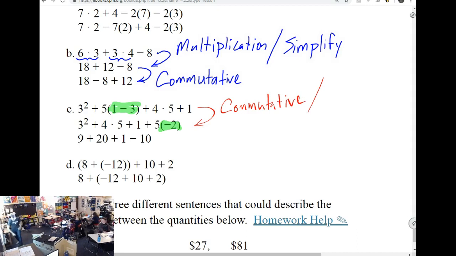Actually, this is commutative and simplify at the same time. There are certain math things we can do at the same time.